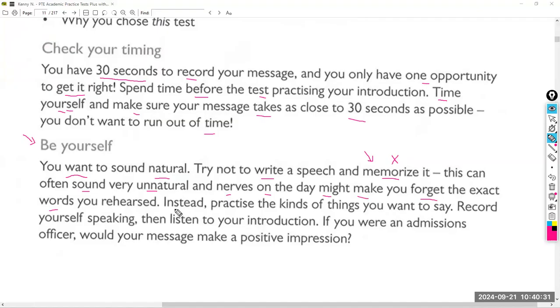So instead of that, I have to practice. Please, the best solution is practicing. So I have to record myself speaking. Then I have to listen to my introduction. I have to check if I'm okay. I have to check my mistakes. And absolutely, I have to learn from my mistakes. Now, if you were an admissions officer, would your message make a positive impression? This is the question that you have to ask yourself just to check if your introduction is okay or maybe not.